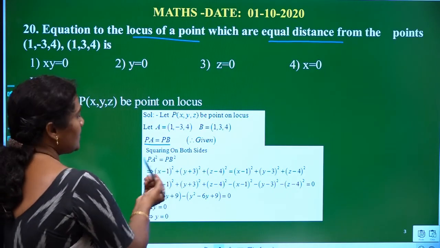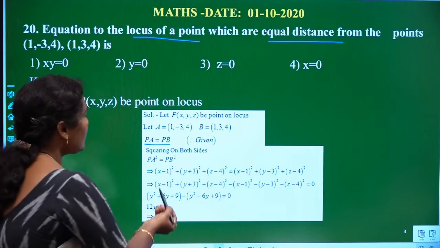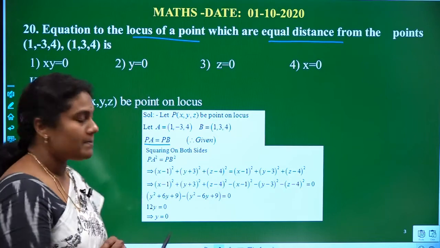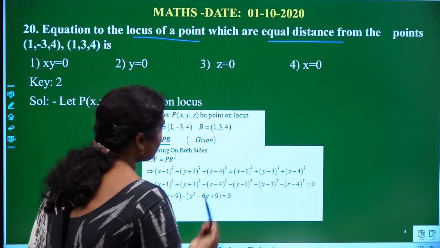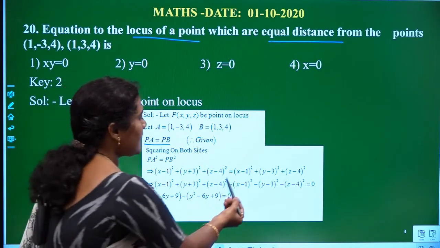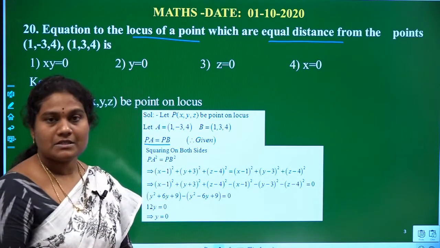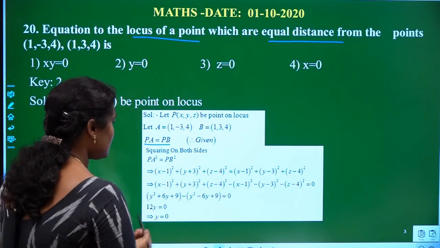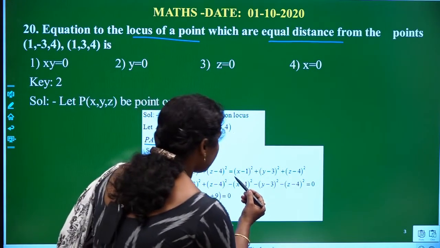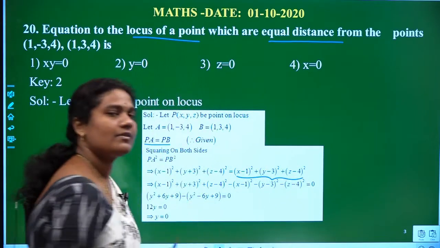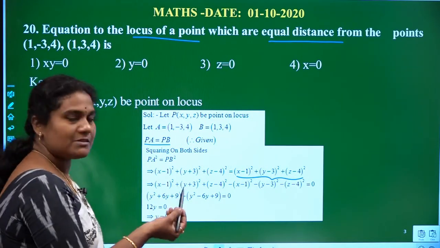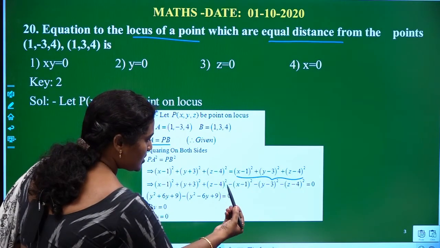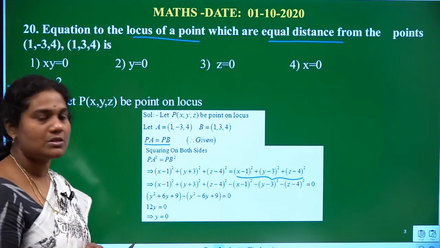By using the distance formula we get (x minus 1) whole square plus (y plus 3) whole square plus (z minus 4) whole square equals PB square, which is (x minus 1) whole square plus (y minus 3) whole square plus (z minus 4) whole square. Now better you bring these three terms to the left side of the equals sign, then plus becomes minus. So plus (x minus 1) whole square becomes minus (x minus 1) whole square.